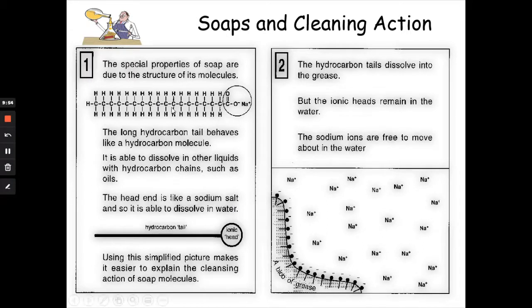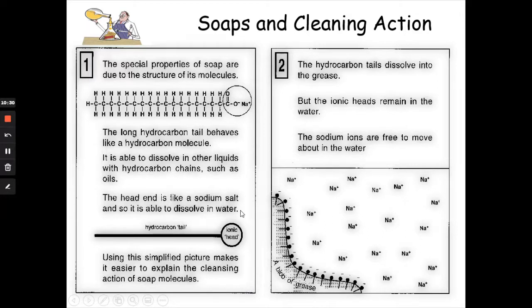Now, I wouldn't bother drawing this top structure out, but in section 1 of your diagram on page 18, I'd like you to copy out this simplified model of a soap molecule. So we just represent it similarly to the way we did emulsifiers. We're just going to draw a line for the hydrocarbon tail. If you want to draw a zigzag line, you can, but it's not necessary. We're just going to draw a line for the hydrocarbon tail and a circle for the ionic head. And make sure you label those in your diagram. Using this simplified picture makes it easier to explain the cleansing action of soap molecules.